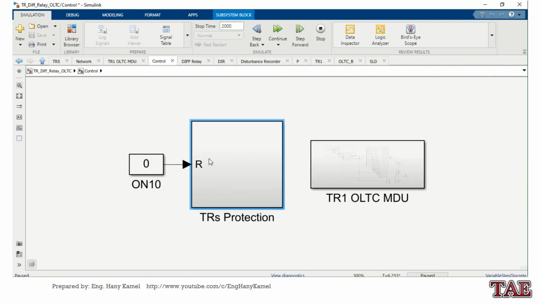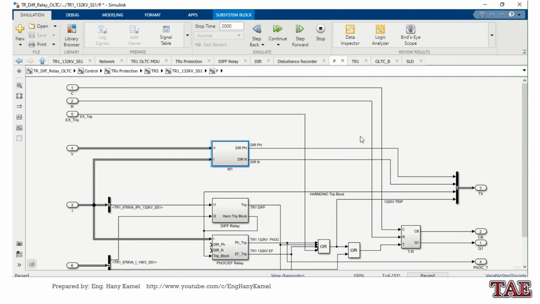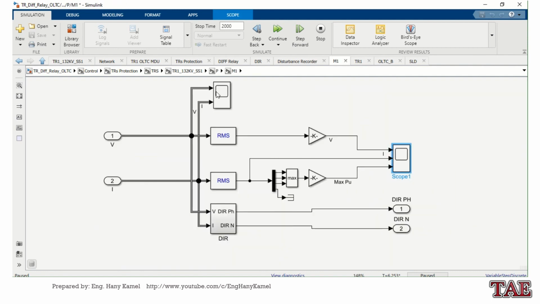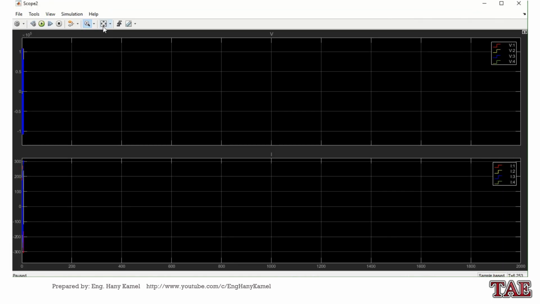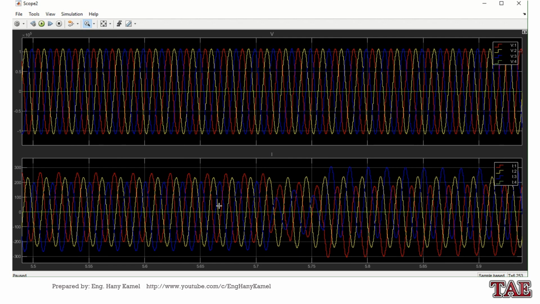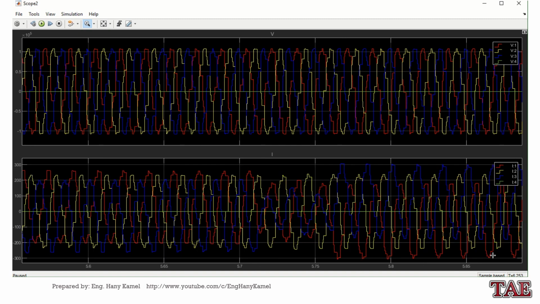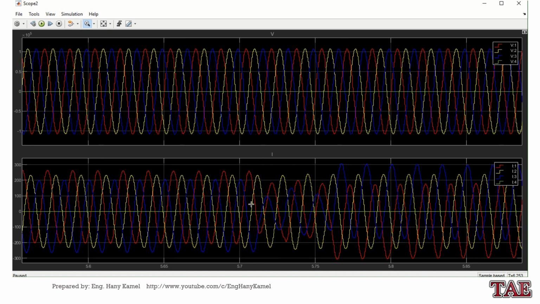Also we can see the sine wave. For example here, there is already a difference in current in this period. We can see the blue phase drop and the R phase also drop.